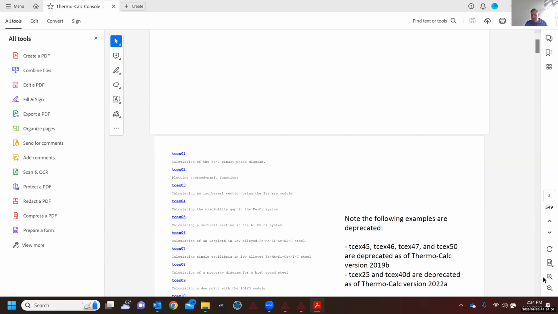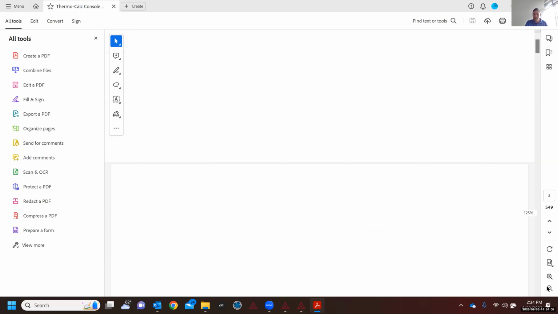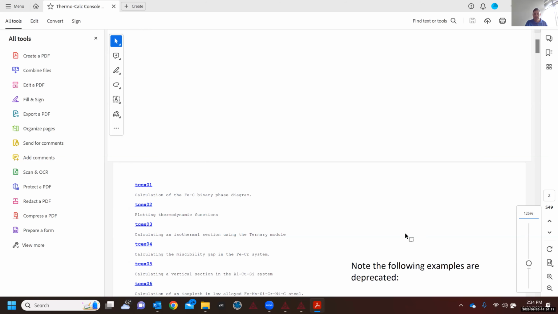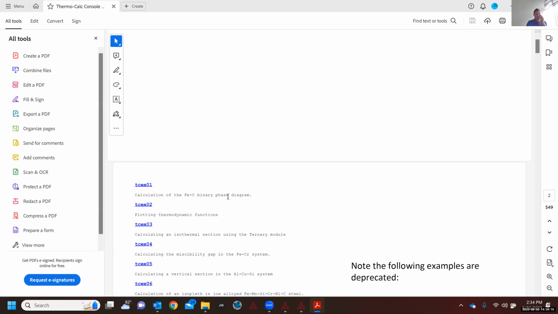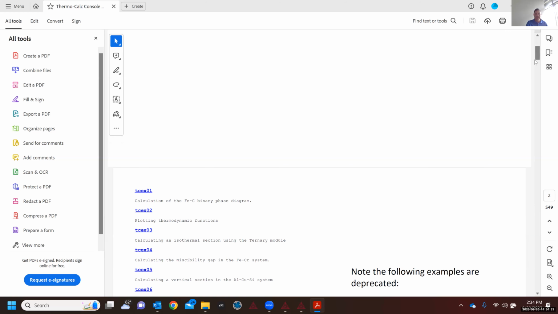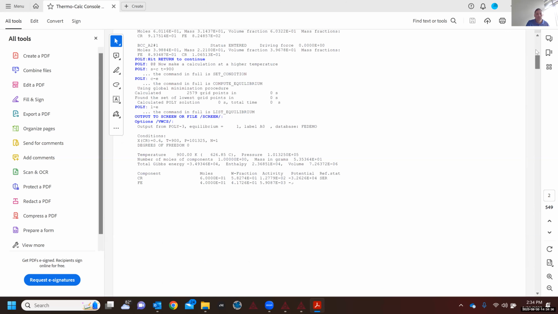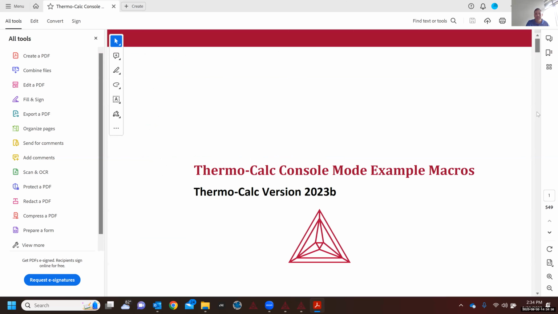Let me close this up. So text 1, calculate the binary iron carbon phase diagram. That's one of the things that we'll do. Plotting thermodynamic functions, that's one of the things that we'll do today. Maybe today we'll get to plotting a ternary phase diagram, finding the miscibility gap, all these different things. And you get down here to more complicated things.